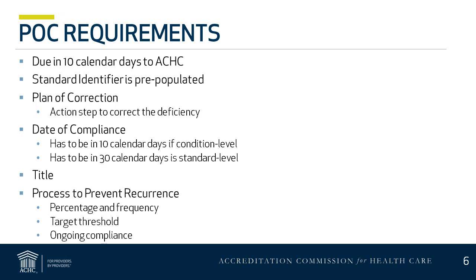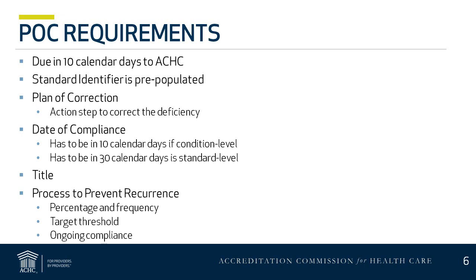The date of compliance. If you were cited at a standard level deficiency, you have 30 days to complete your action step. You may actually turn in your plan of correction prior to completing that action step, which is acceptable. If you have a condition level deficiency, you will have 10 calendar days to complete that action step, and that is a CMS requirement. Then you will enter the title of the individual who is responsible for that issue.